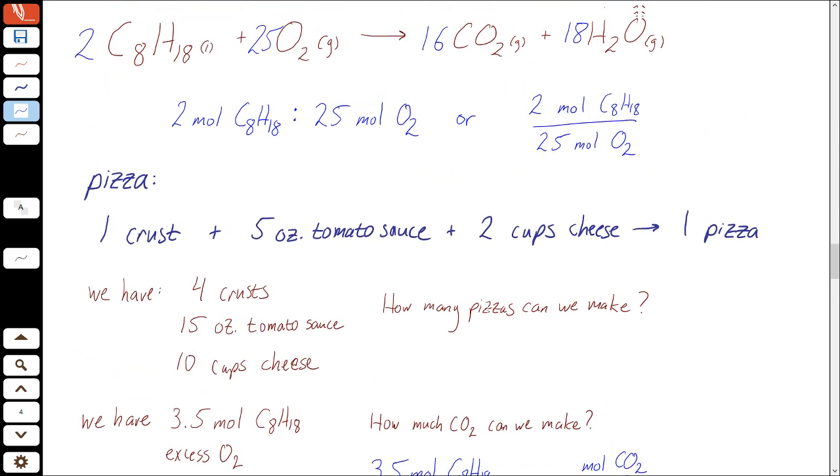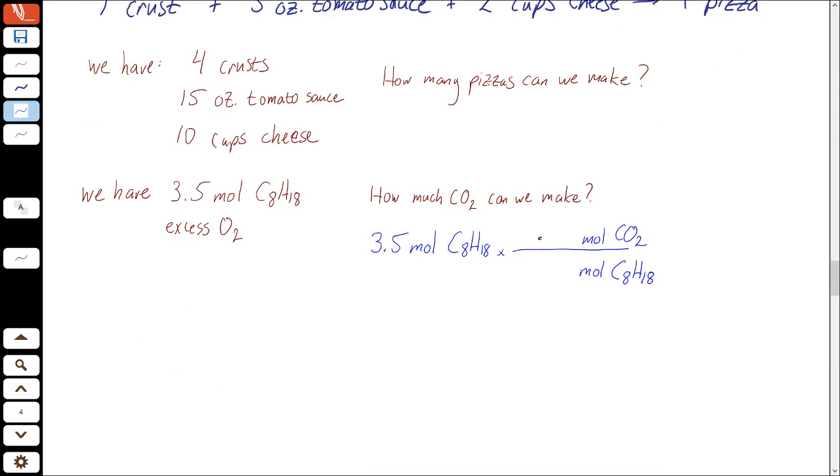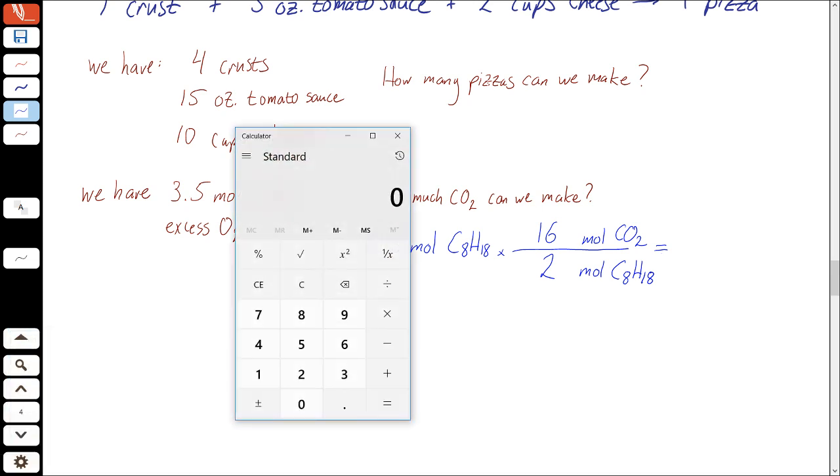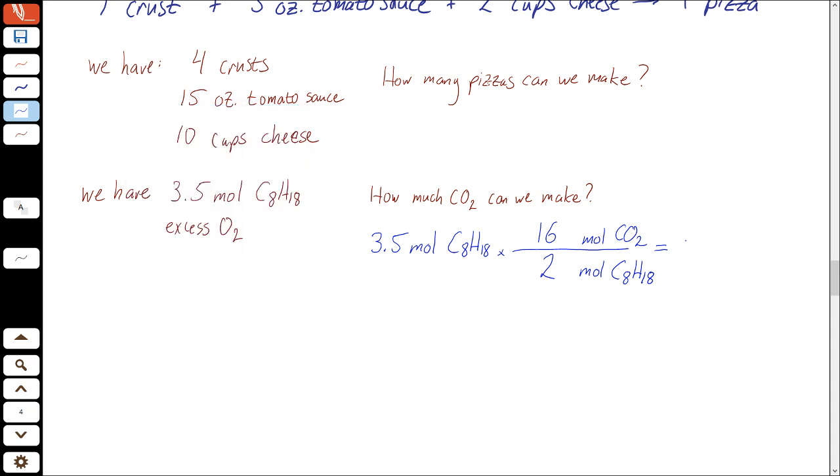So the equation tells us 2 octane, 16 CO2. So we can put that right up here, 16 CO2 to 2 octane. And then we can evaluate that just like we evaluate any other problem like this. So we can go 3.5 times 16 divided by 2. And that tells us that we can make 28 moles of CO2.